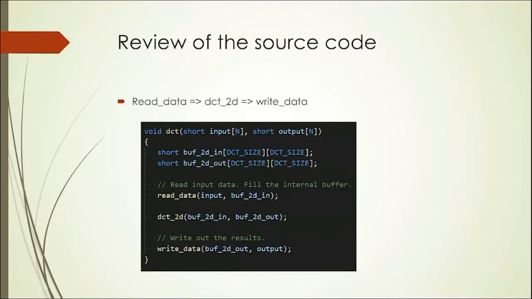Okay, so let's take a brief review of our source code. This is the main function of our source code. We can see it has the internal buffers, buffer_in and buffer_out, which store the input data and output data. We also have three subfunctions: read data, DCT2D, and write data. We're going to take a look at each of these three functions.